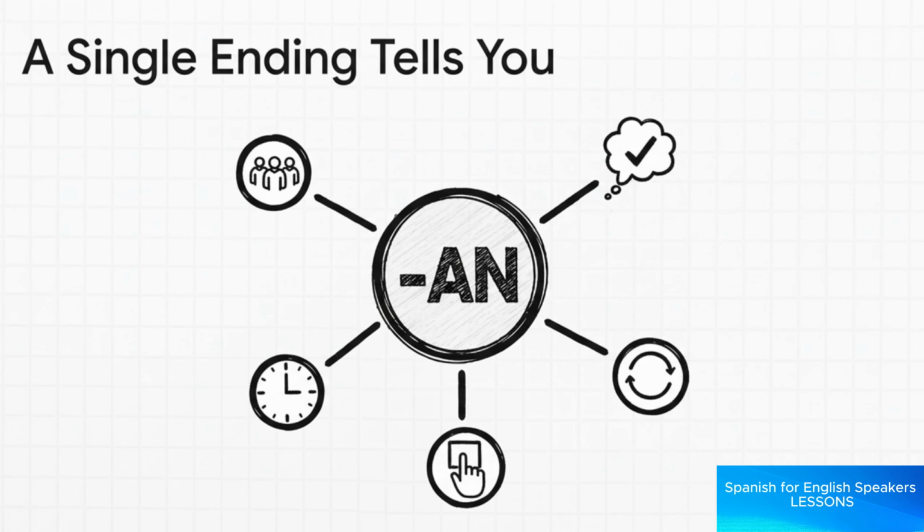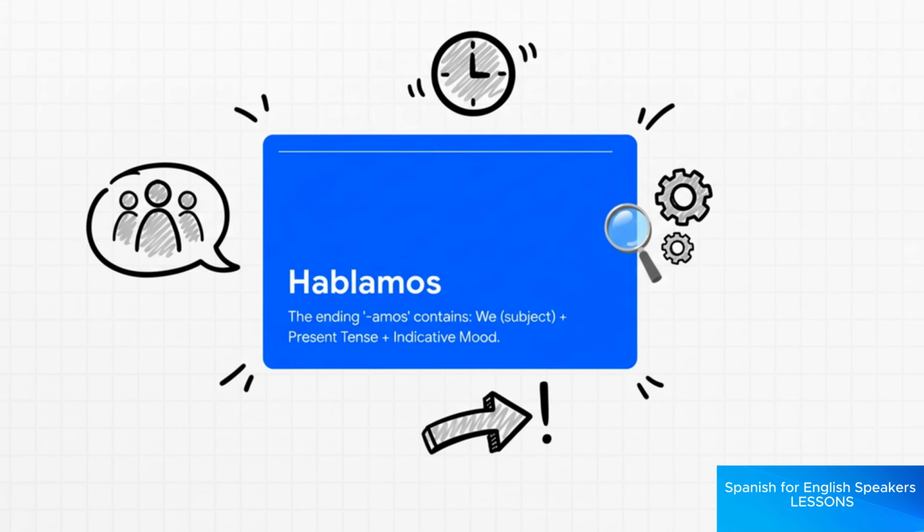It's wild. Let's just take the word hablamos. That ending, amos, tells you 3 things right off the bat. That we are the ones talking, that it's happening right now in the present, and that it's being stated as a fact. The we is already baked right into the ending. That's why you can just say hablamos instead of nosotros hablamos. You don't even need it.